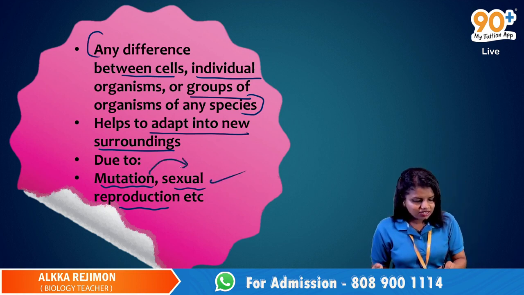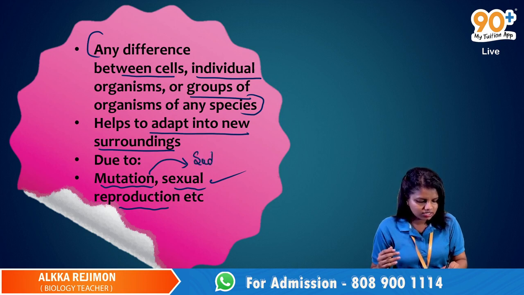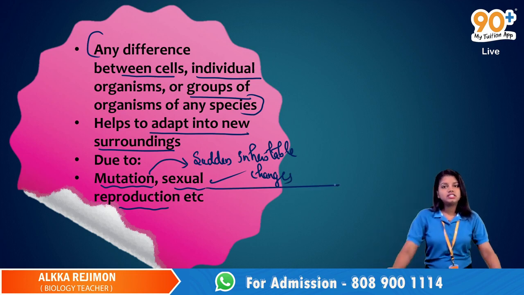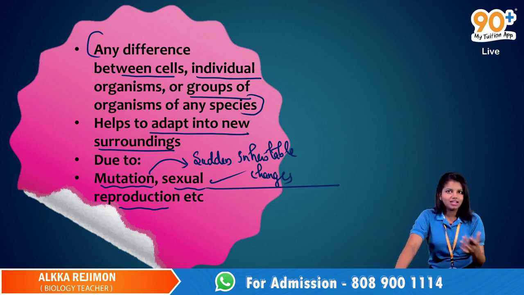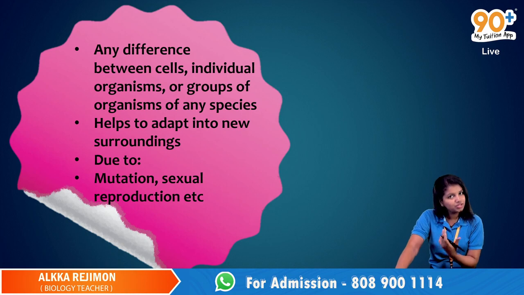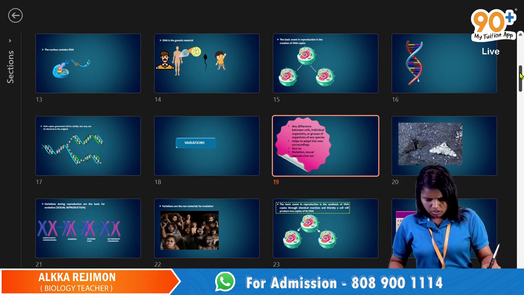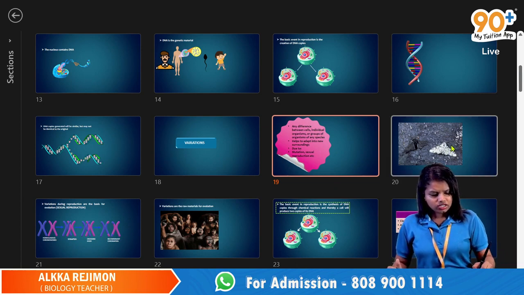Mutations are sudden inheritable changes, right? Mutations are sudden inheritable changes. Yes. So these changes can also be the reason. The sudden inheritable changes which are happening to your DNA can also be a reason for variation to happen. So a simple example for variation is this moth.